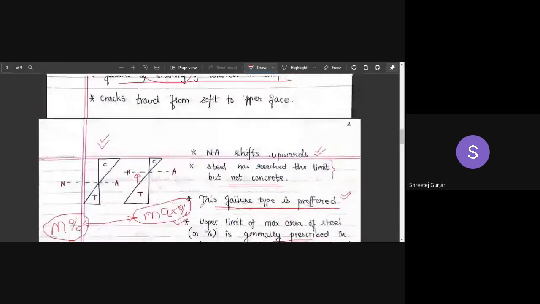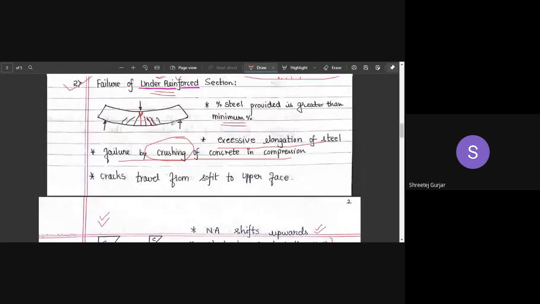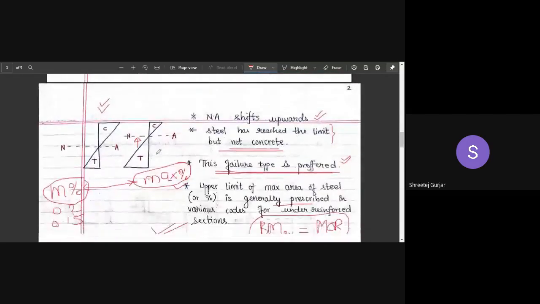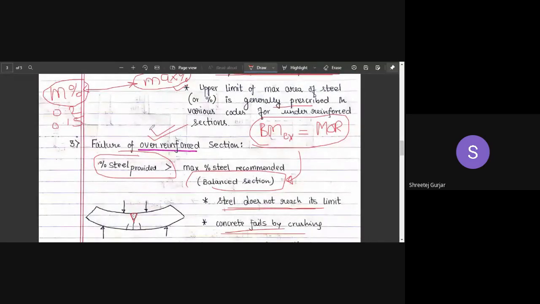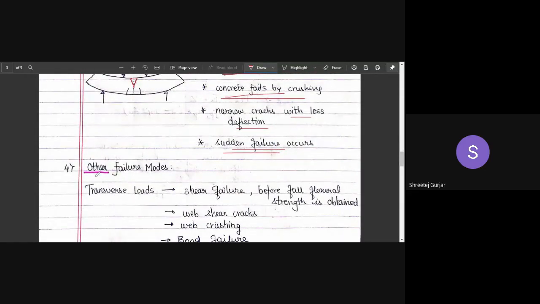The first failure is failure due to fracture of steel, fracture of steel in tension. Then the second is failure of an under reinforced section. Third is failure of an over reinforced section. Then other than these three, there are many other failure modes under flexure.